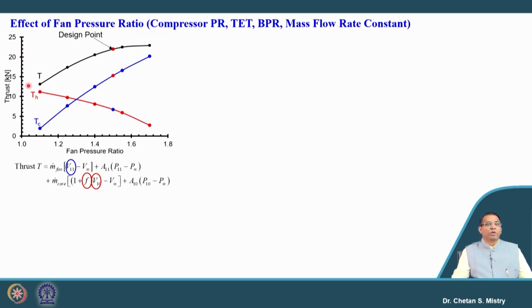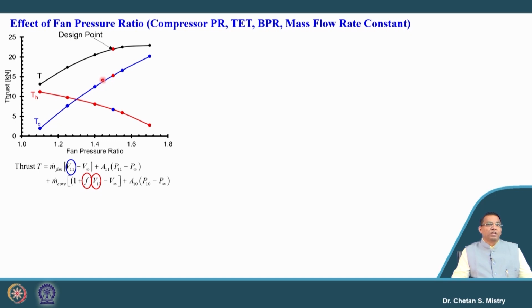So, if we look at when we are increasing our fan pressure ratio, we have cold thrust, that is what is going to be increased with the increase of fan pressure ratio. The reason we can clearly understand is the velocity we will be having at the exit from our cold nozzle, that is what will be higher.